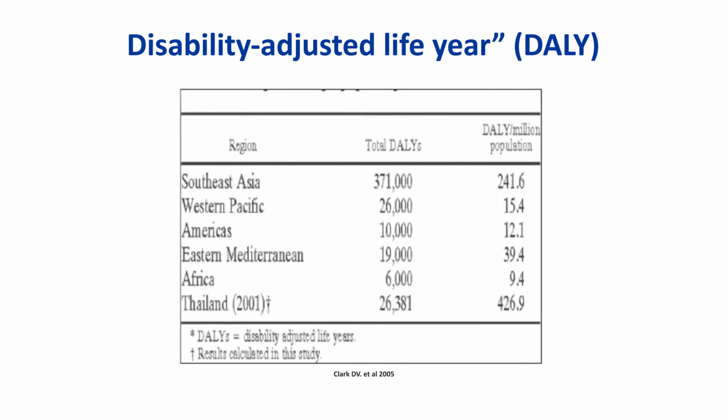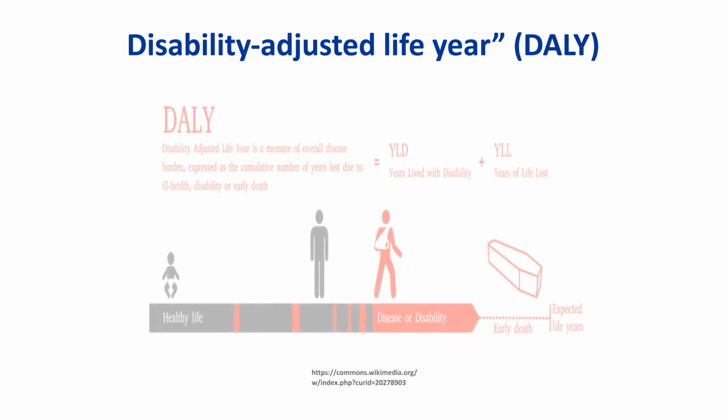Now, let's have a look. If people live longer, but with suffering, especially from chronic disease or disability, this is also considered unhealthy. What description is used to represent this stage of unhealthy life? We use disability-adjusted life year, which is the measurement of overall disease burden expressed as the cumulative number of years lost due to sickness, disability, and early death.